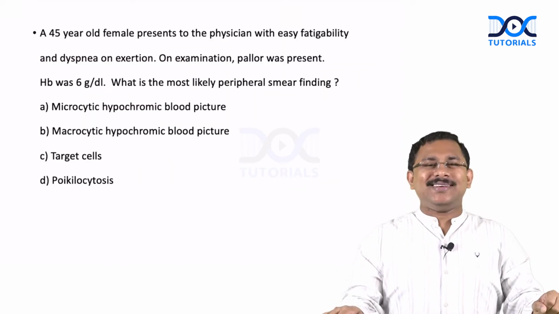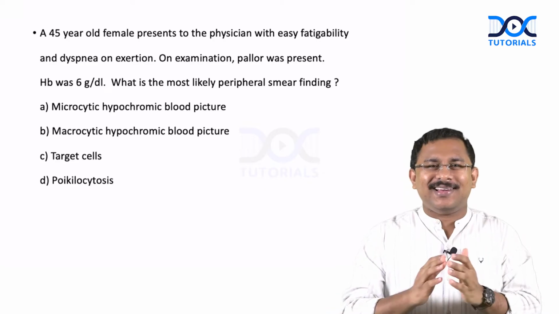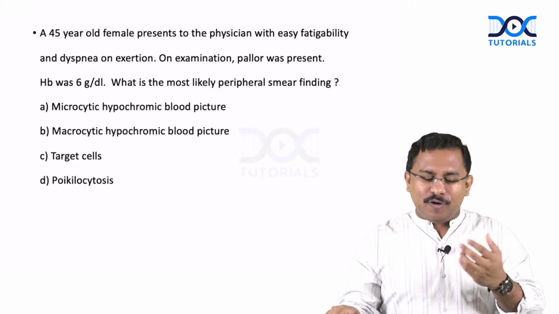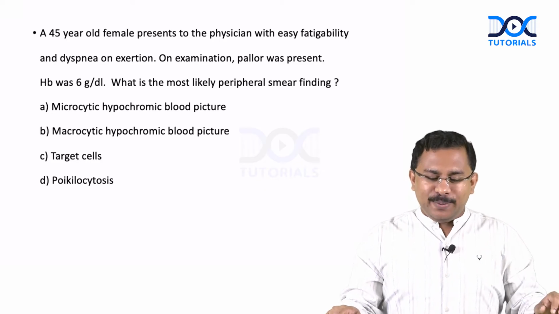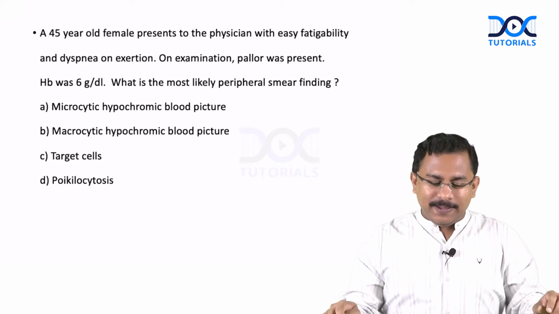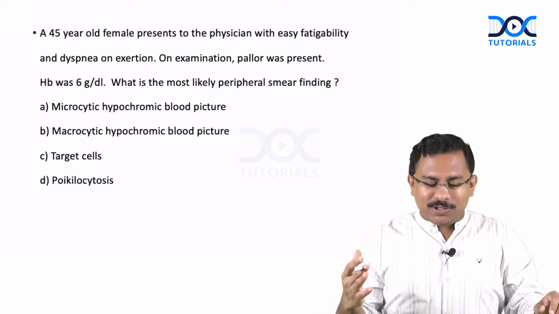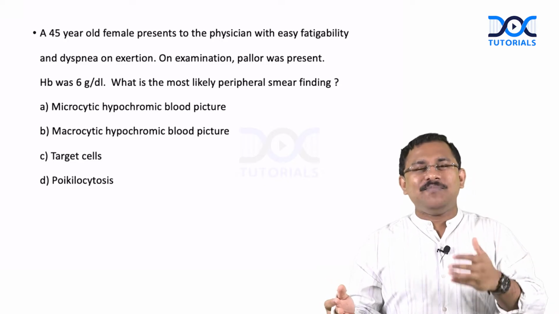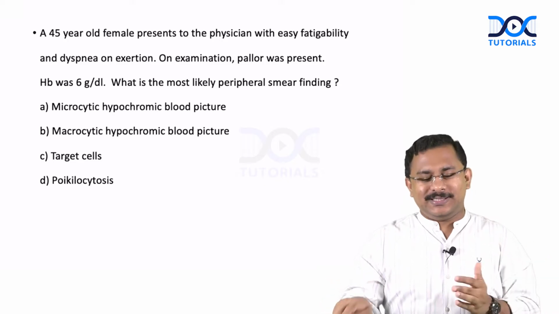Coming to the next question, let me tell you, you cannot get an even simpler question. This question is regarding a 45-year-old female presenting to the physician with easy fatigability and dyspnea on exertion. On examination, pallor was present. Hemoglobin was 6 gram per deciliter. What is the most likely peripheral smear finding?